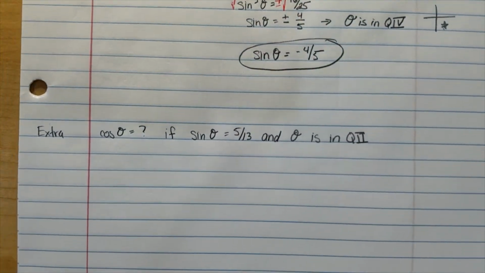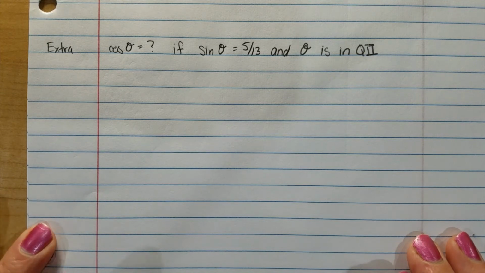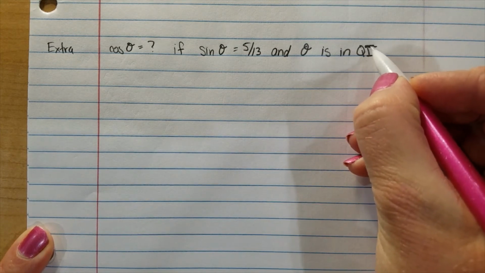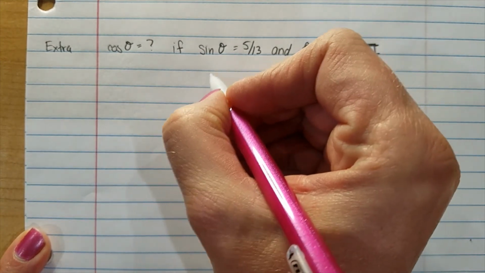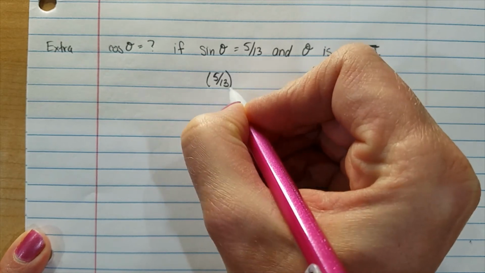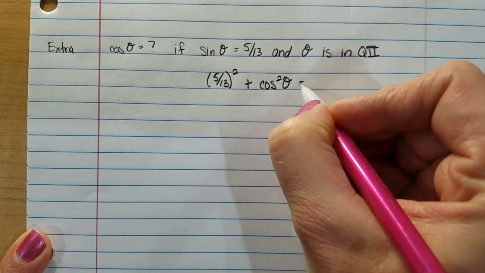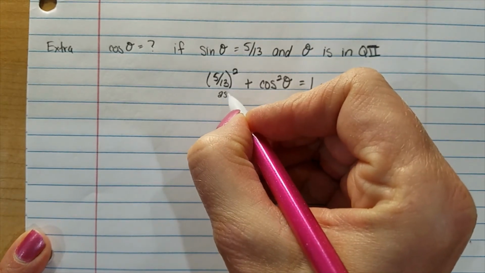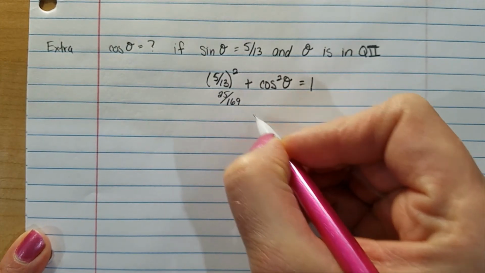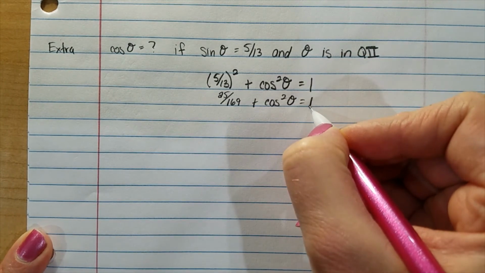Let's do another one. Cosine of theta equals what, if sine of theta equals 5/13 and theta is in quadrant 2? Okay, again, let's grab our formula. Sine squared theta, so that is (5/13) squared, plus, I don't know what cosine squared theta is, equals 1. And now let's simplify. 5 squared is 25. 13 squared is 169, plus cosine squared theta equals 1.